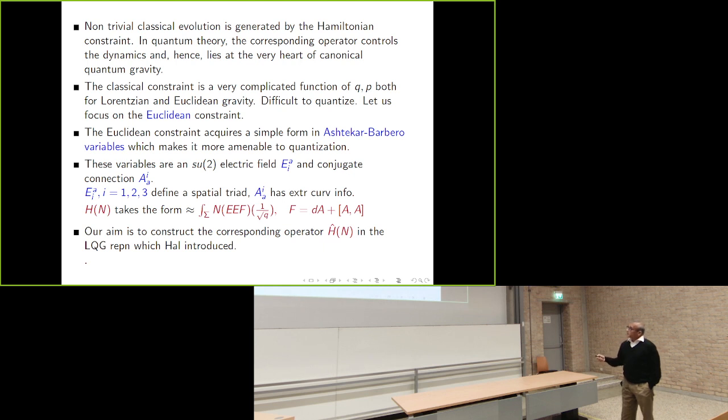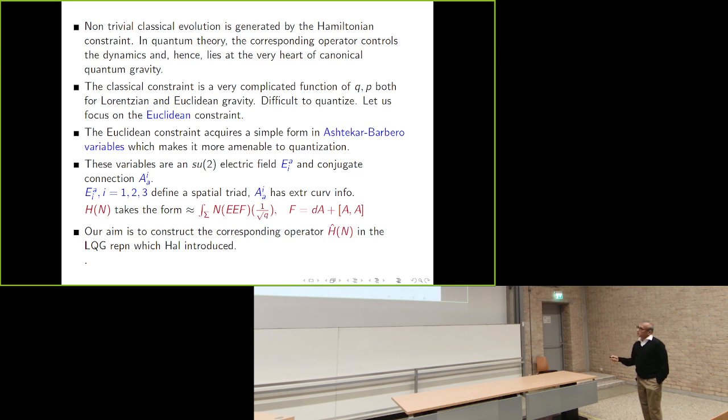Now, while the Euclidean constraint is a very complicated function of the Q's and the P's, it acquires a very simple form in the Ashtekar-Barbero variables, the real ones which Hal talked about. And the simplicity of form is what makes it then much more amenable to quantization efforts. So what are these variables? Let me review from Hal's talk.